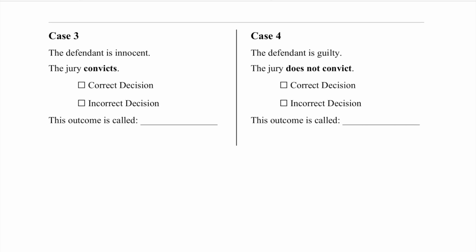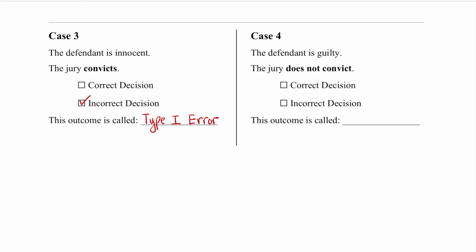Case number 3. If the defendant is innocent but the jury convicts, an innocent person has been found guilty. This is an incorrect decision. This is called a type 1 error. A type 1 error means rejecting a true null hypothesis. A good memory hint is false alarm. You thought there was enough evidence against the null hypothesis, but there really wasn't.